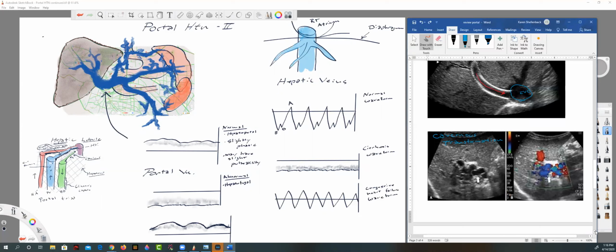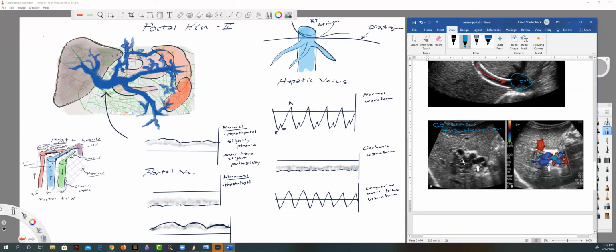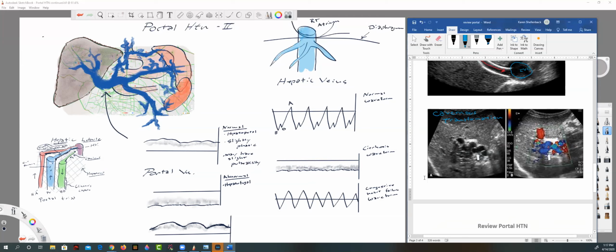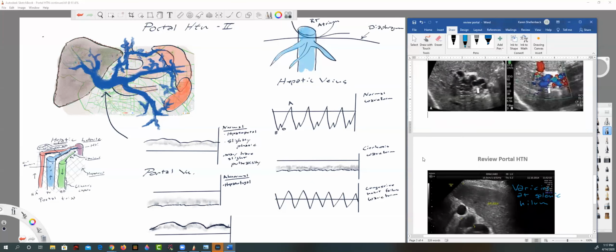Great picture of cavernous transformation. You can see there's no identifiable main portal vein in here, and it's all these little bubbles of veins, and when you put color on, they're all filling in. So all of these are actually veins probably attached to the portal system, but they were at one point tiny and barely used veins. Now they have become important veins. That's cavernous transformation.